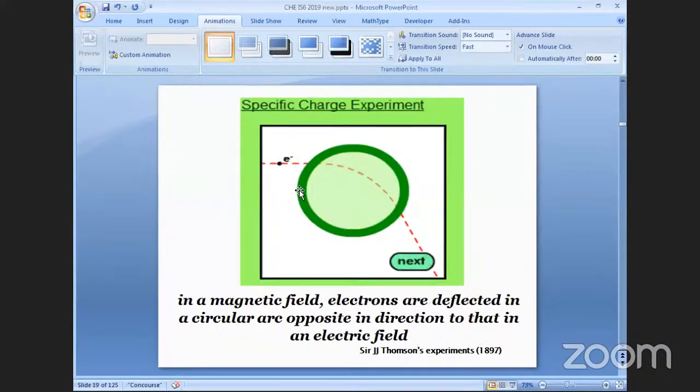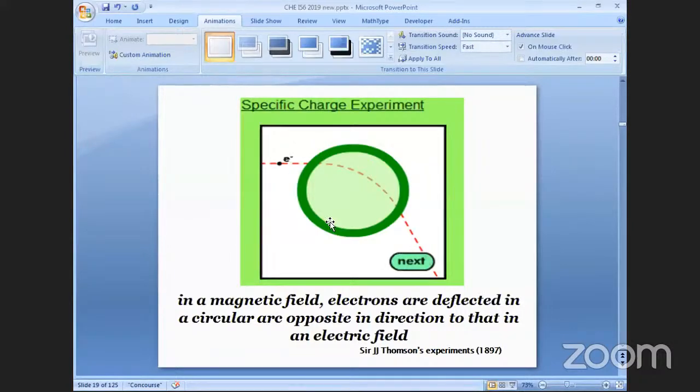Now, this is a magnetic field. The green circle here is a magnetic field. In a magnetic field, the same negatively charged entity, now an electron, so let's start calling it an electron now, is deflected in a circular arc and in an opposite direction, a circular arc in an opposite direction to that of the electric field. So if the electric field was this way, was up, in the magnetic field, it will be down.